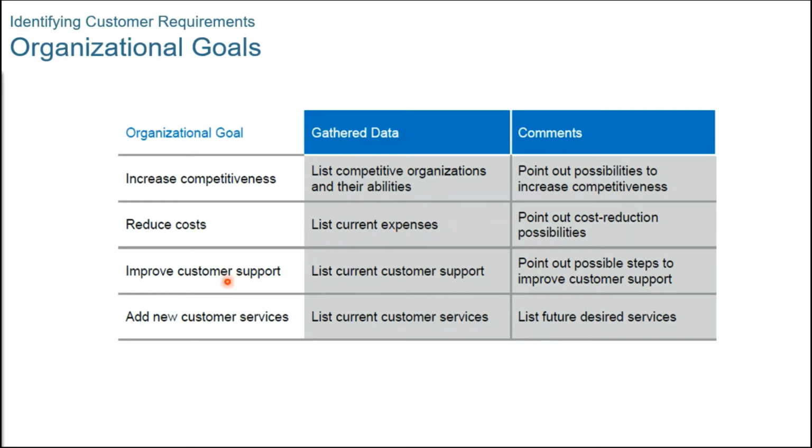Okay? Next would be improve customer support. Customer support services help provide a competitive advantage. So you have to list down current customer support services with comments about possible and desired improvements. Okay? And another thing would be add new customer services. So you have to list down current customer services and note future and desired or requested services coming from the customers.